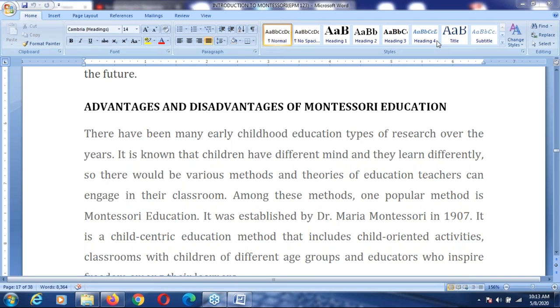Number 4, it develops soft skills. Some of these soft skills are responsibility, independence, fairness, adaptability, and positivity.